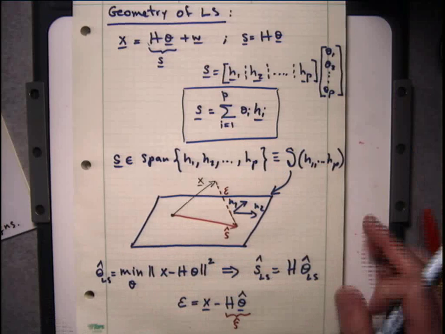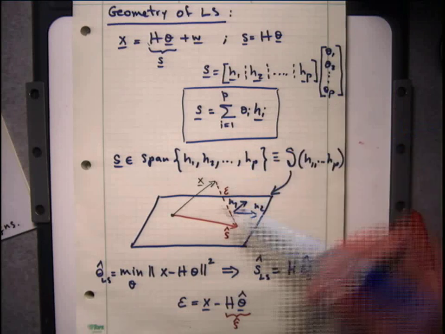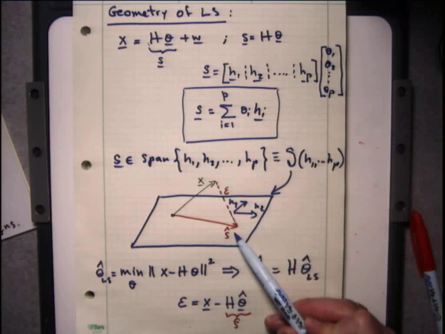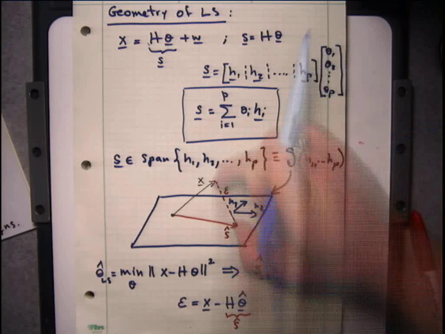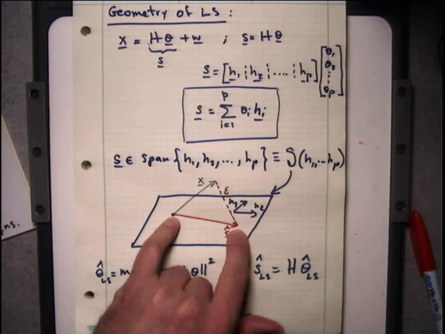If I look at this picture, my task is to find an S hat such that the length of this vector is as small as possible. So by just looking at this picture, how would you pick this vector epsilon, or better yet, how would you pick S hat? Intuitively.